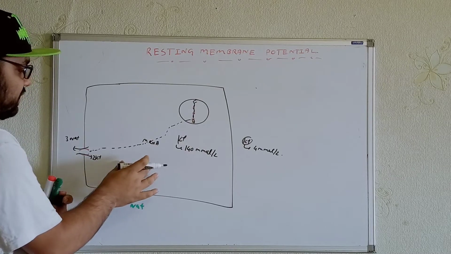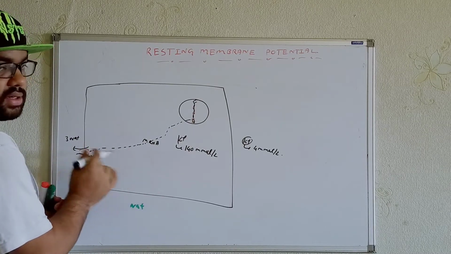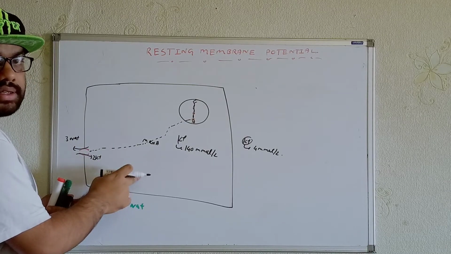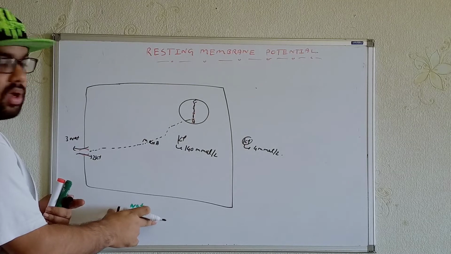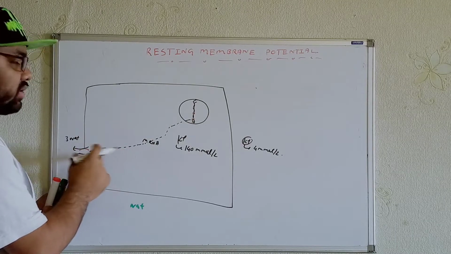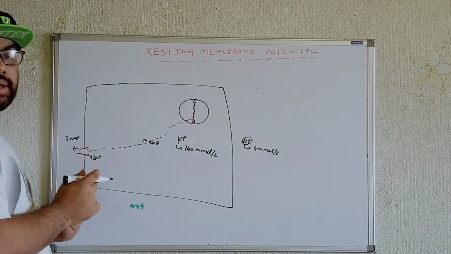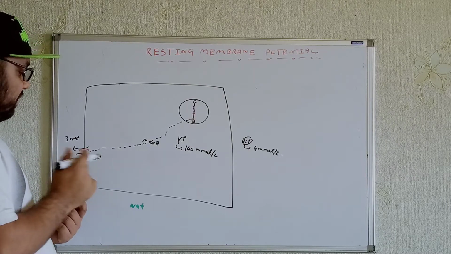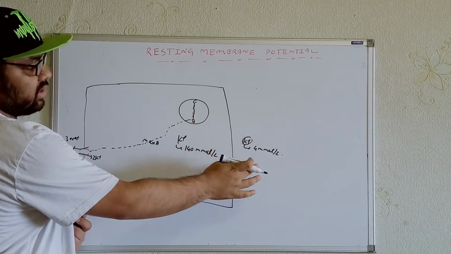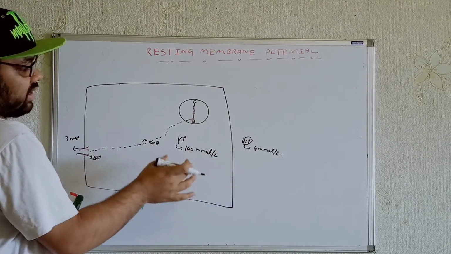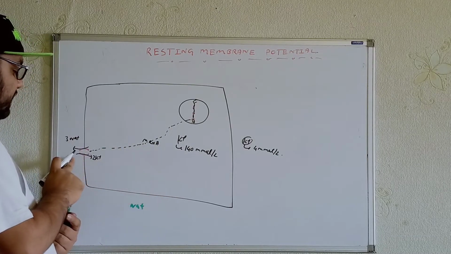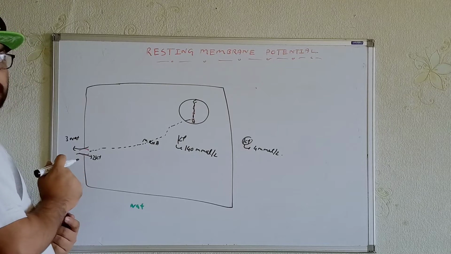That means the cell is throwing out the sodium against the concentration gradient, because the concentration of sodium within the cell is less and the concentration of sodium outside of the cell is more. So whenever the cell is throwing out sodium from inside to the outside, it is throwing against the concentration gradient. In the same way, I have already said that the concentration of potassium outside of the cell is less, and the concentration of potassium within the cell is more. So the cell is taking potassium within against the concentration gradient.